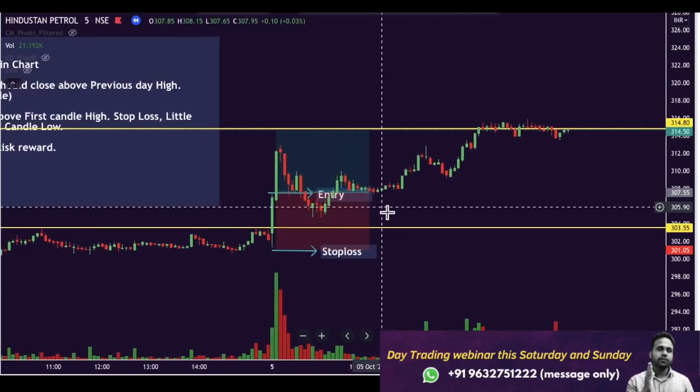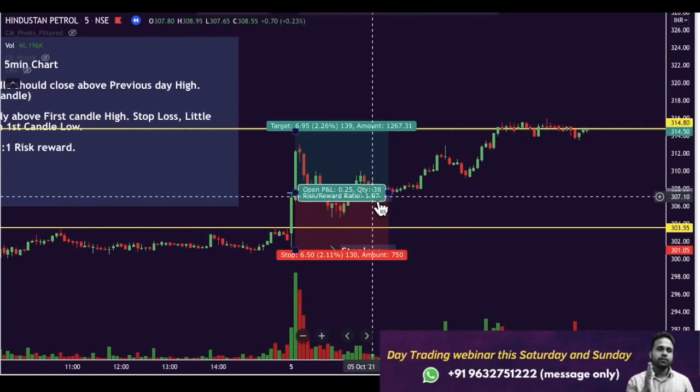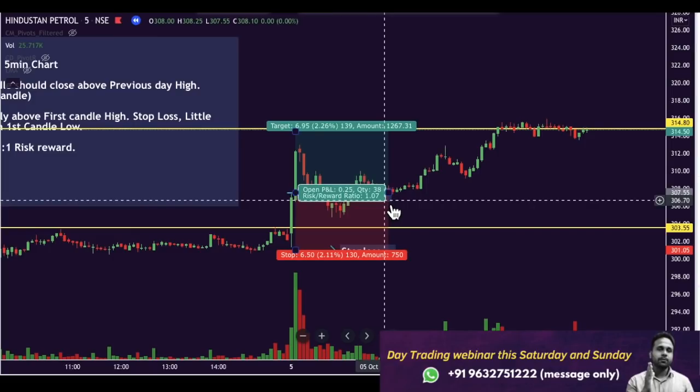Alright, it is not all the time we will just get 1:1 risk reward. We can also make 1:2, some days 1:3 also, but initially start with 1:1 risk reward. As you keep getting experience with the strategy, slowly you can take a little more risk. If you're a beginner, stick to 1:1.